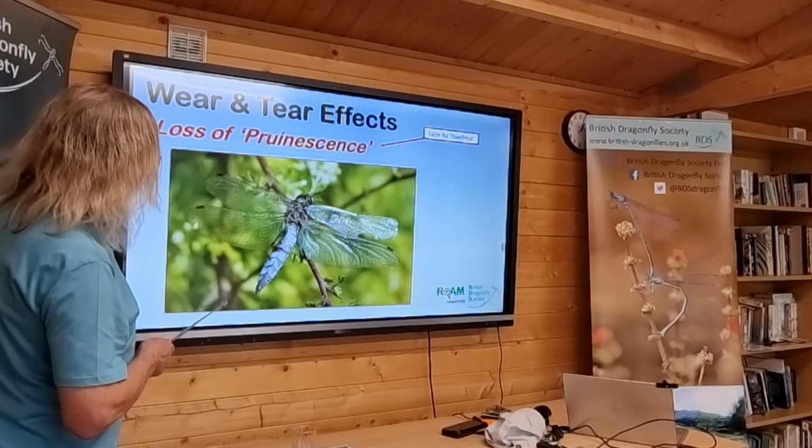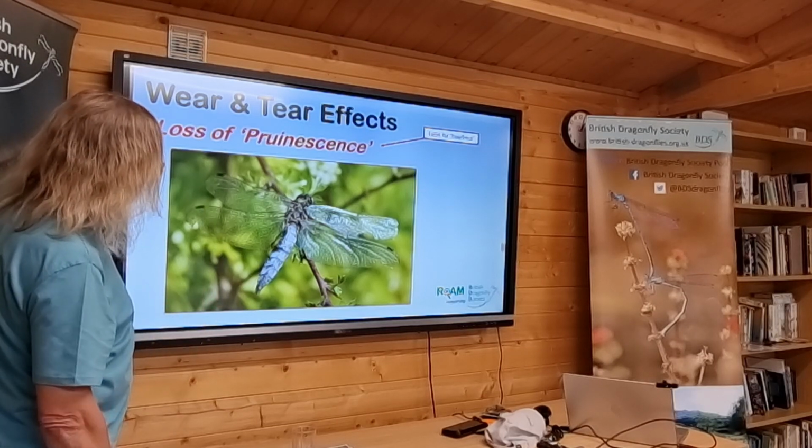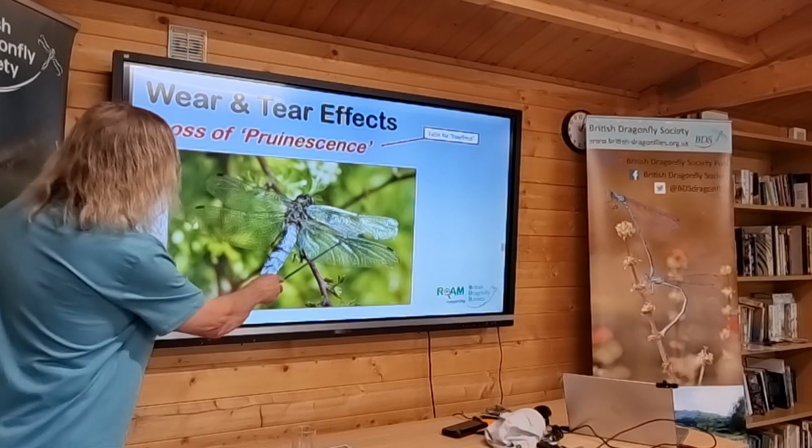Wear and tear. That's a typical example of a very old insect with a lot of wear and tear on it. You can see the pruinescence is wearing off here. The wings are torn here. The wings are torn there.